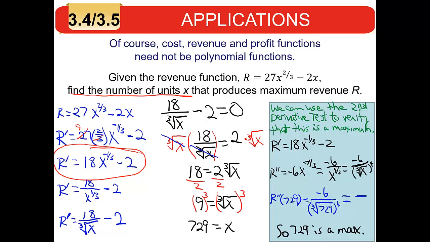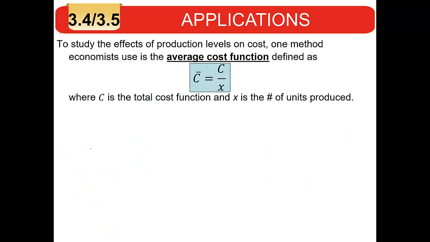The work I did in that box is just something to increase my comfort level, to say, you know, I'm pretty sure 729 is the answer. Now I'm 100% certain. So 729 is the number of units that you can produce to maximize your revenue. Start looking at the flow of things and how a lot of these problems have commonalities. The steps are relatively the same as you go through them.